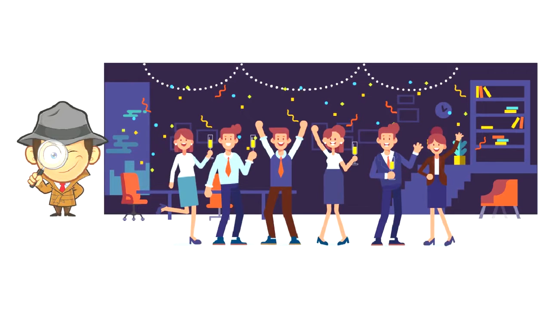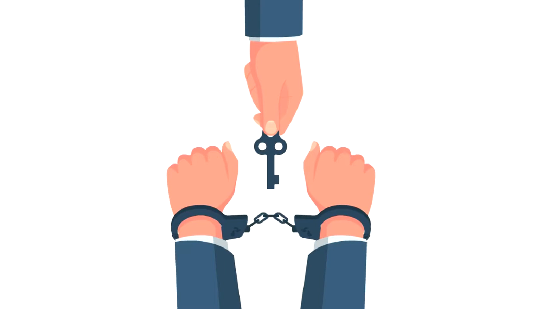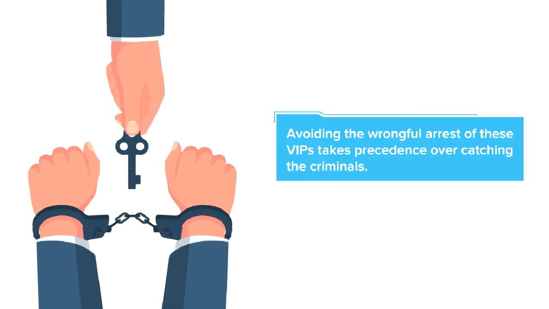Let's understand how precision works with an example. In this example, consider that you are a detective tasked with catching a group of criminals. And you know that those criminals are attending a party full of important people. As you can imagine, wrongly declaring any of these important people as criminals can have dire consequences for your agency. So as a detective, you can only arrest the criminals. To be perfectly clear, avoiding the wrongful arrest of these VIPs takes precedence over catching the criminals.